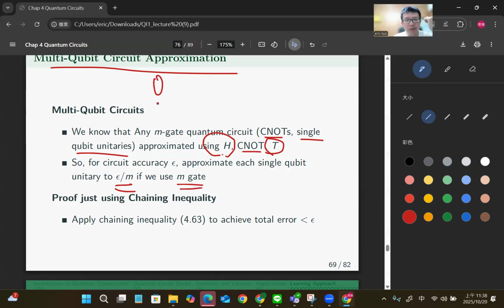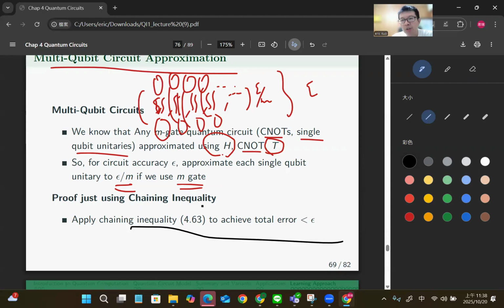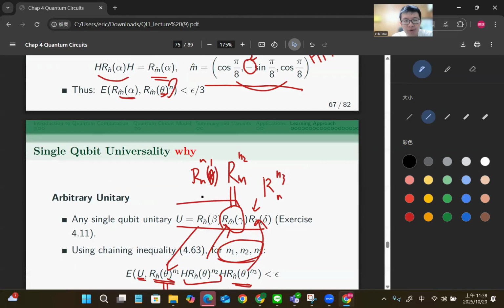So the idea is that let's say you have gate one, gate two, and so on. Now you approximate each one by another gate. Then if you want the total difference to be epsilon, each small one needs to be epsilon divided by m, right? Because the error is additive, and the proof just uses the chain inequality that we just explained before. So it's basically this.